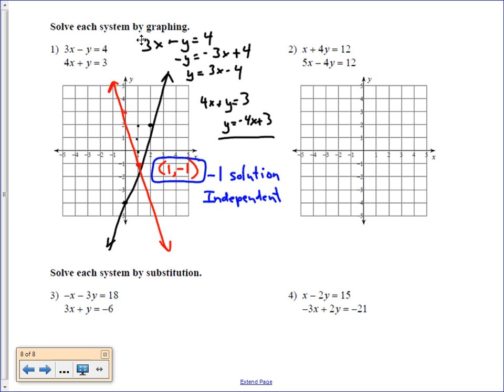Slope of this line, just looking at it, x plus 4y equals 12. The equation is positive. The slope is negative 1/4.